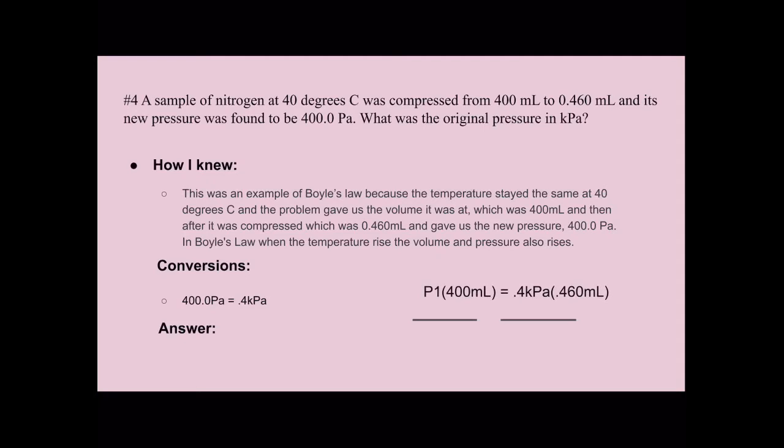Then plug in the 400 milliliters for the initial volume, and then on the other side, plug in 0.4 kilopascals for pressure after compression, and then 0.460 milliliters for the volume after compression. After multiplying, you should get P1 times 400 milliliters, and on the other side, 0.184 kilopascals/milliliters. Then you divide by the 400 milliliters to get P1 alone, and after dividing, the milliliters will cancel out, leaving you with the answer of 0.00046 kilopascals.